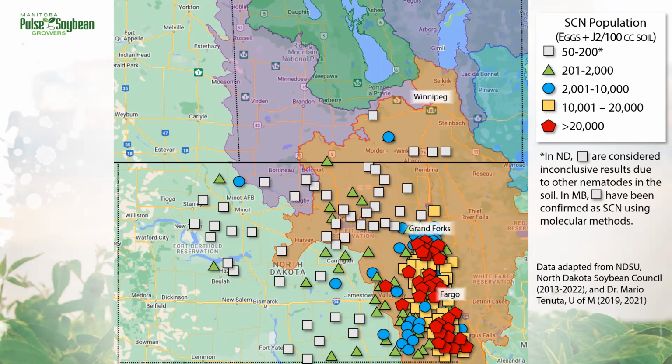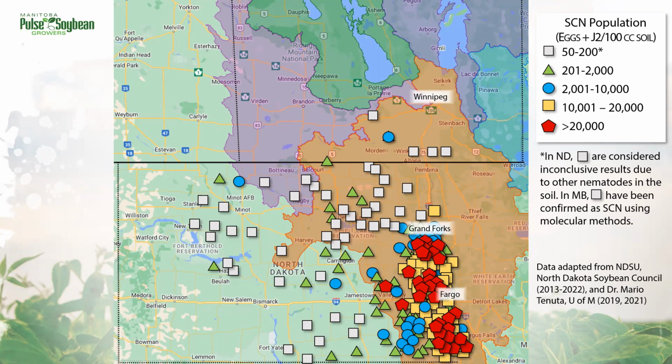So annually, North Dakota has a program where farmers can test their fields for SCN for free, thanks to their commodity organization. In return, they get this data anonymized, and they map it over time. NDSU does this on their behalf. So each of these points on the map is a field average population of SCN.